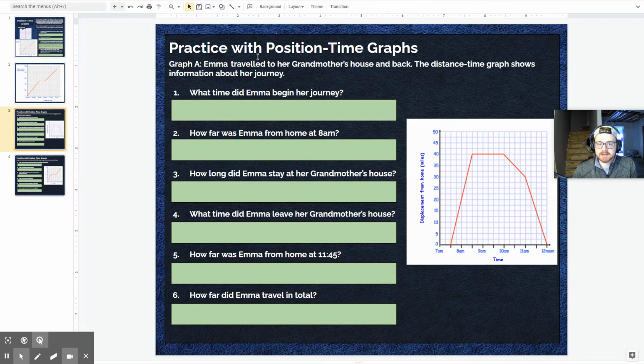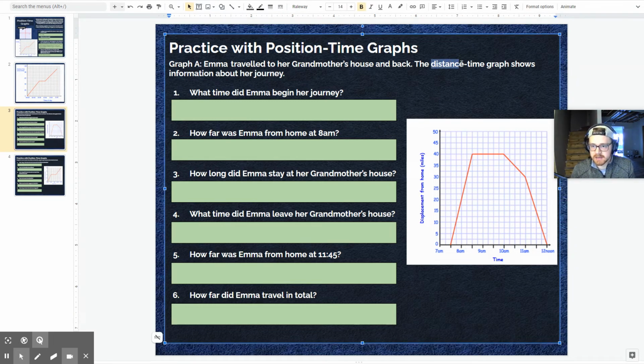So here you've got practice with position time graphs for Emma. Emma traveled to her grandmother's house and back. The position time graph shows information about her journey. And you're just answering questions. You're looking at these little points, reading the time, reading the displacement, and trying to make sense of what happened. How quickly did Emma move? When did she move? When didn't she move? And you're interpreting the graph.